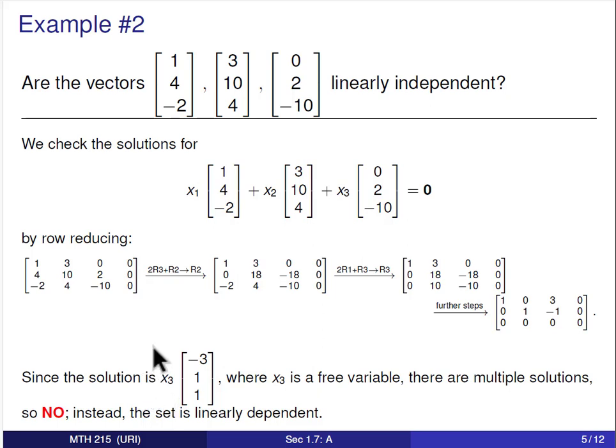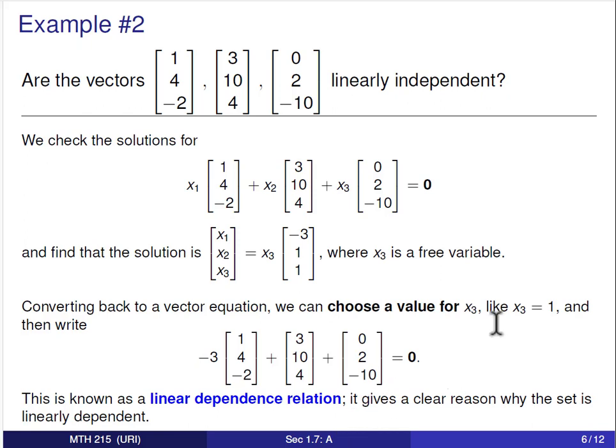If we write it in parametric vector form, we'll see negative 3x3, 1x3, and x3 are our values for x1, x2, x3. And x3 is a free variable, so actually any multiple of this collection of values gives us a solution. And that means that there are many choices of x1, x2, x3 that allow you to produce the 0 vector. And since there are multiple solutions, we say that no, the set is not linearly independent. Instead, it's linearly dependent.